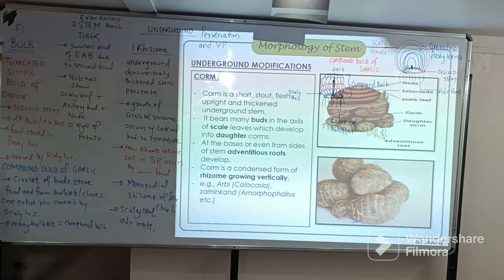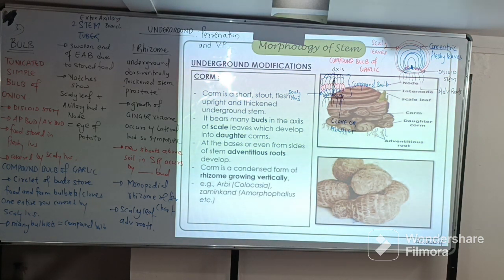Then the latest one we spoke about is a bulb. There are two types of bulbs. One is tunicated, the other is scaly. Scaly we have not spoken about, only the example I gave you. But bulb, which one was it? Fleshy bulb. We spoke in detail. One was simple tunicated bulb, the other is compound tunicated bulb.